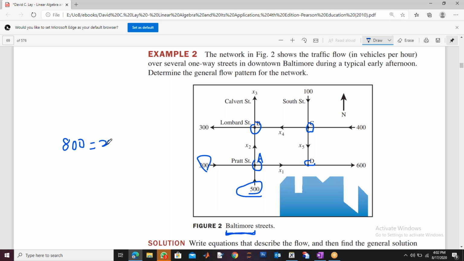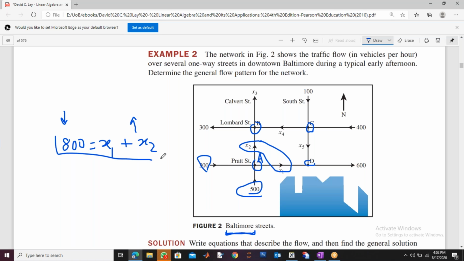I don't know how many go in this direction and how many go in this direction, but we know x1 and x2 are going in opposite directions. No car stays at the roundabout. Agree with that? Every car which is coming into the intersection has to go out from there. That's why outflow should be equal to inflow. So this is the inflow and this is the outflow, and they must be equal to each other.